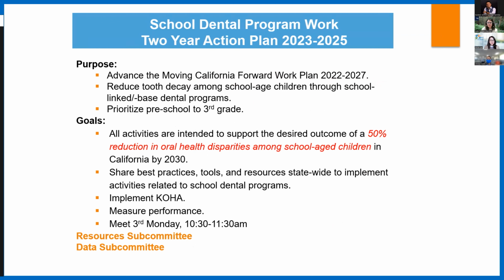And then one of the things we discussed, to keep it simple, because it's a 2-year action plan that we're looking at. It started in 2023, but it includes 2024 and 2025. And that's to really prioritize preschool, transitional kindergarten through 3rd grade. And I'll get into more of what that structure looks like in a little bit. But our goal is to support the outcome of 50% reduction in oral health disparities among school-aged children.